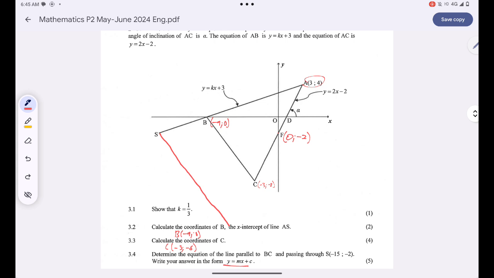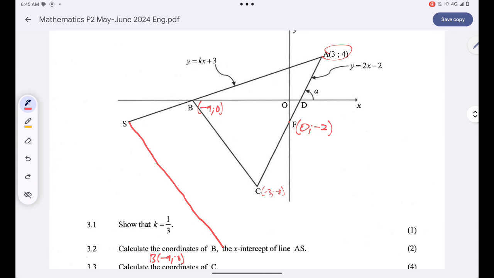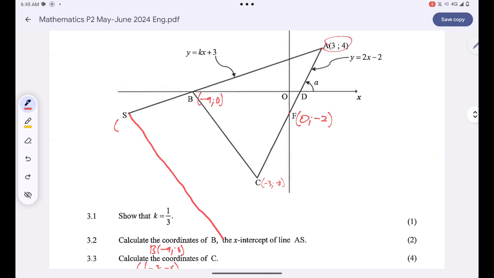It will go and cut the x-axis, right? Rather the y-axis there, down there. We are given the coordinates of S to be negative 15 and negative 2. Let me use a different color to write these coordinates. The coordinates of S are negative 15 and negative 2.